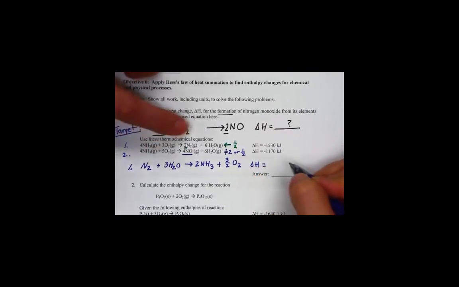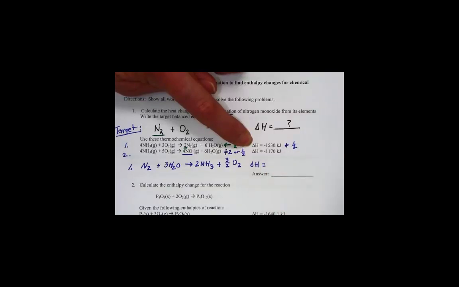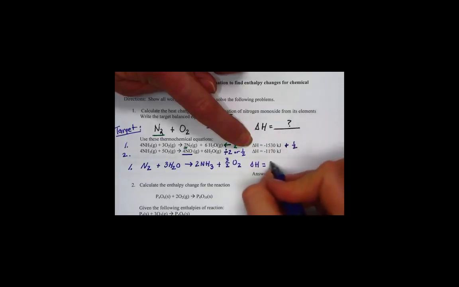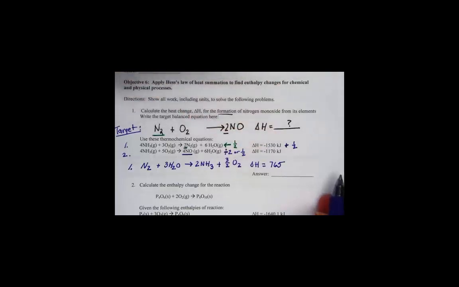The delta H for this new equation will be found by looking at the first value given, negative 1530. Since we flipped the direction, we need to make it positive, and we also cut it in half. We need half the value. Let me hit the calculator. 1530 divided by 2, and I find that to be 765. Half the amount and the opposite sign give us the new delta H for our elementary reaction.